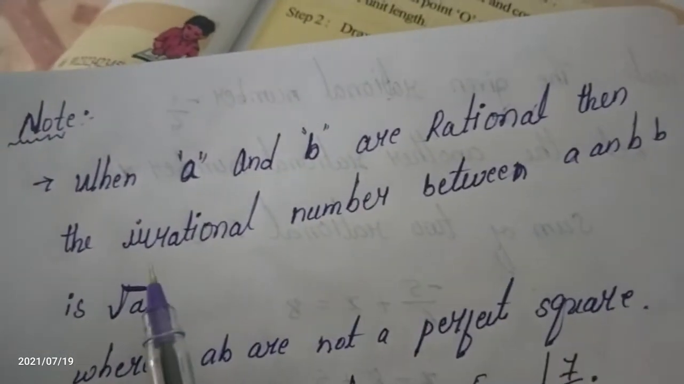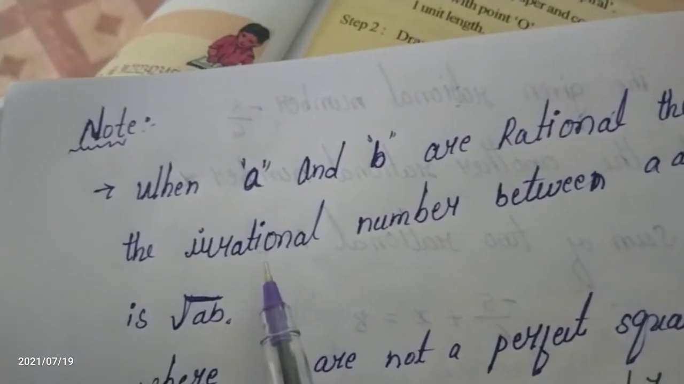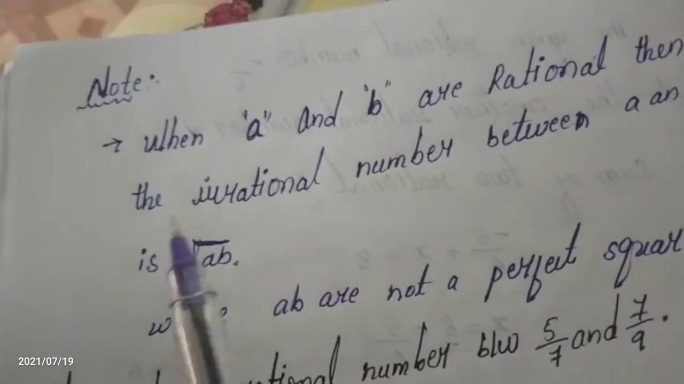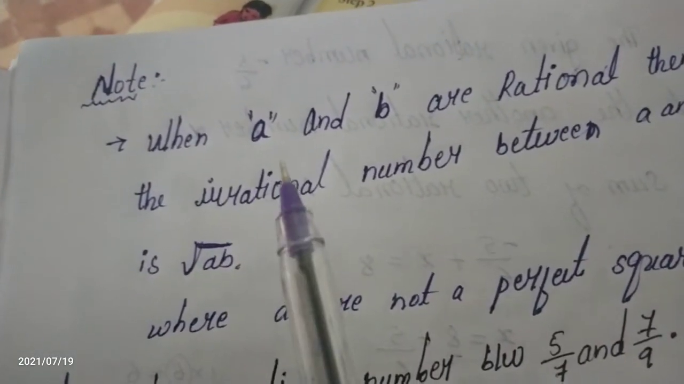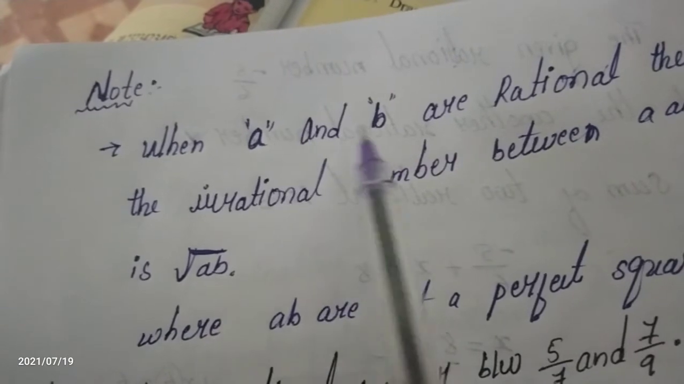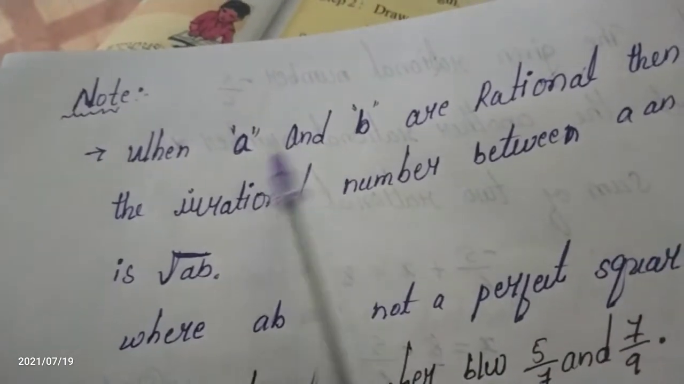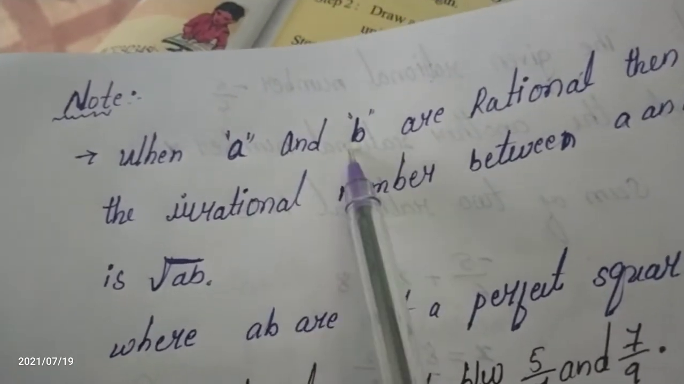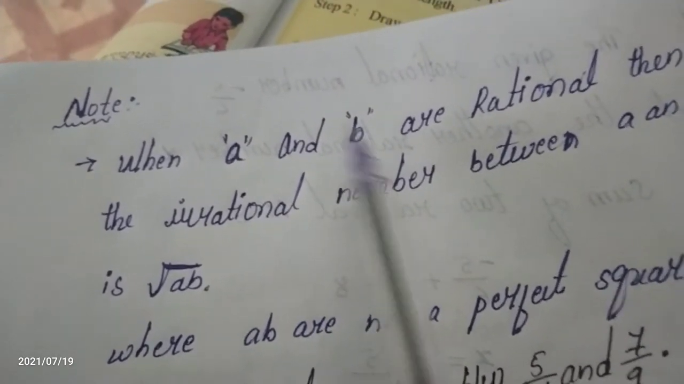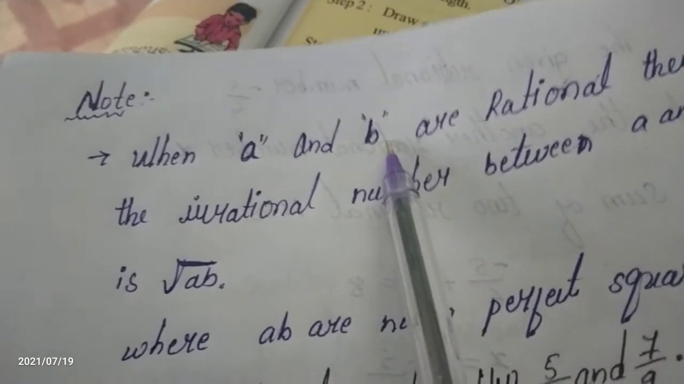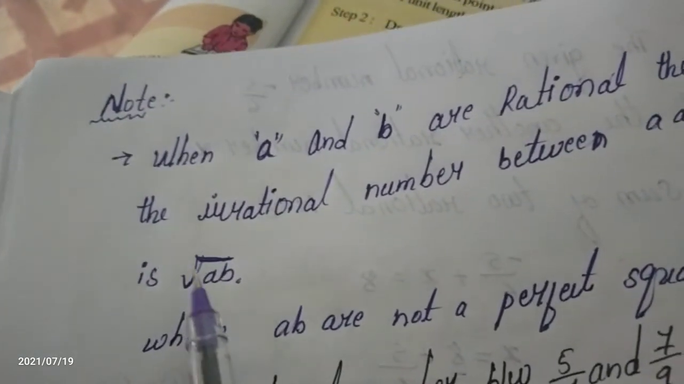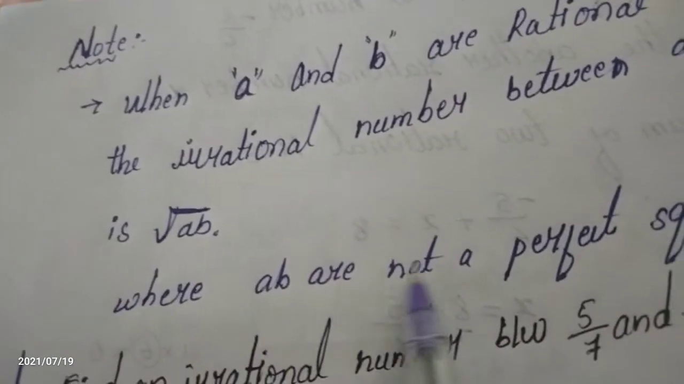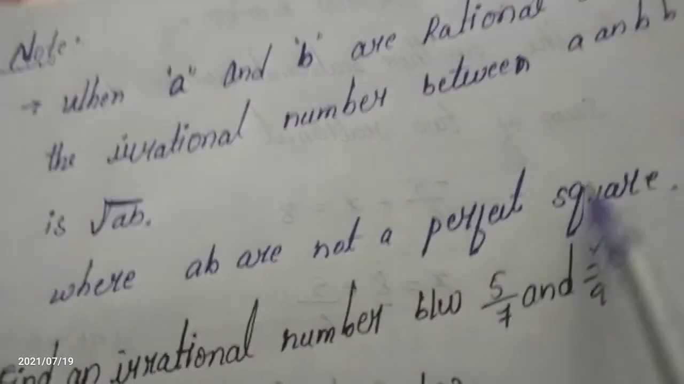Okay, any two numbers are given as rational numbers. We have to find the irrational number between those numbers. What do we have to do? Just take the under root of those two numbers, meaning the under root of a and b. Here I am taking a and b as rational numbers, and we have to find the irrational number between them. Just take the under root of the two rational numbers, where a and b are not perfect squares. Okay.